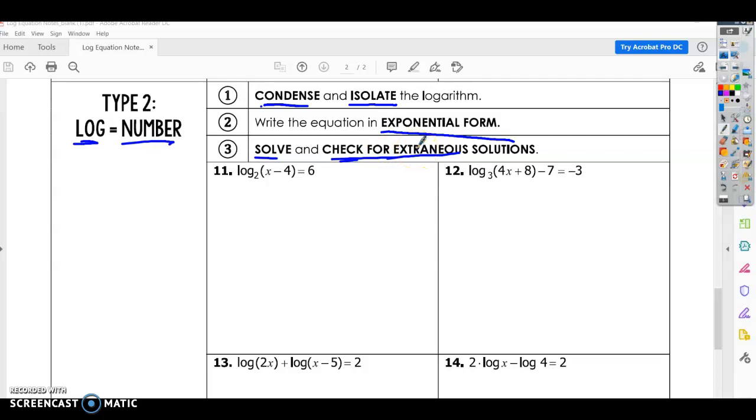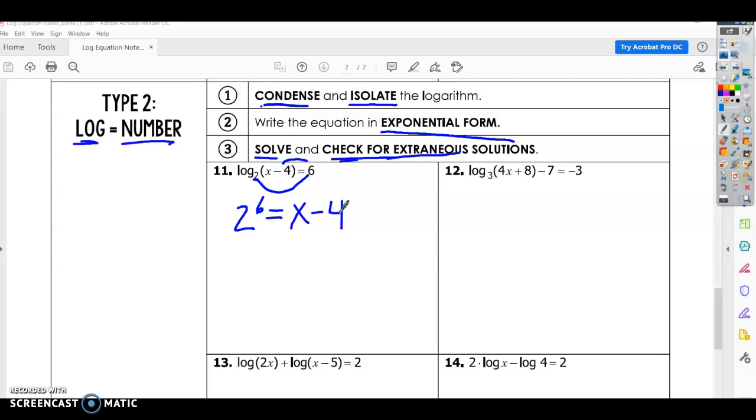So let's get started. So number one, you can see we have a log equals a number, so we're going to rewrite in exponential form. If you remember, we do this, the base to this power equals this. And we call this the cloud method because we just kind of go around. So we're going to say 2 to the 6th power equals x minus 4. So that's how we write it in exponential form.